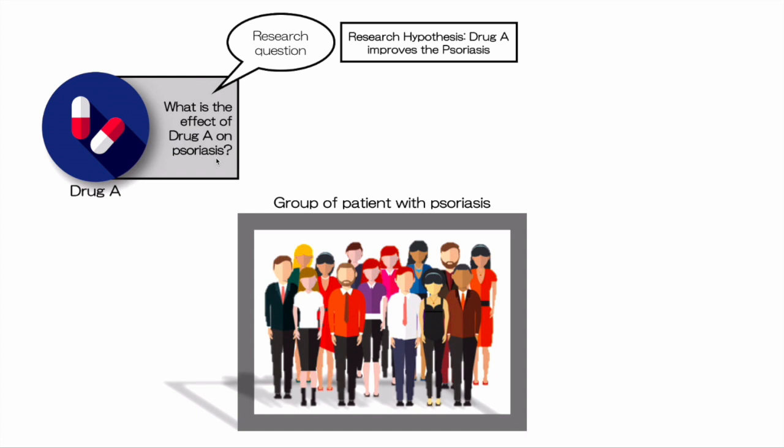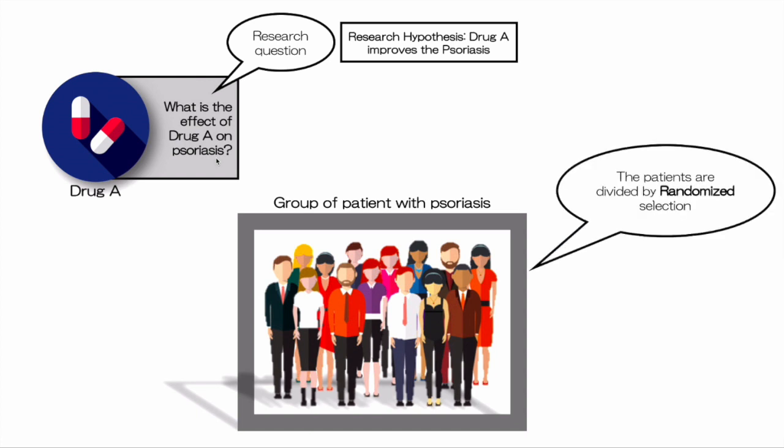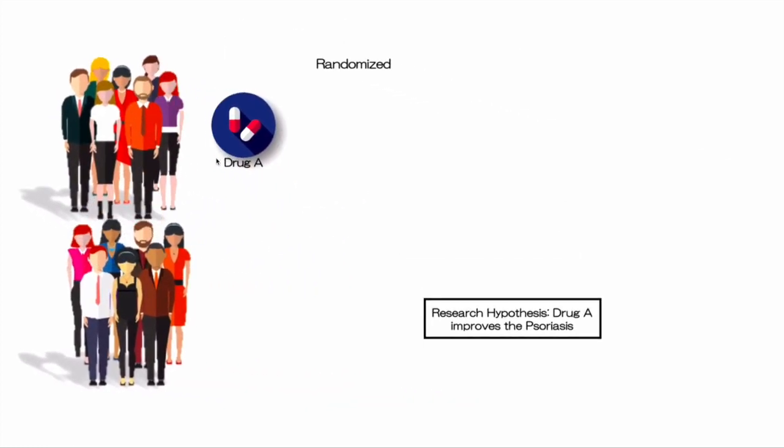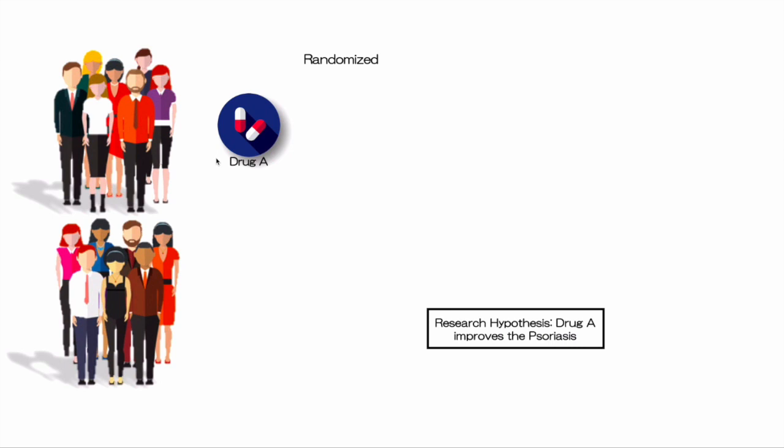And to find out the answer, we can divide a group of patients with psoriasis as a sample into two different groups, and we do it by randomized selection. When we randomize them, one of the groups gets drug A, and the second group will get the placebo, a kind of fake drug that has no effect.